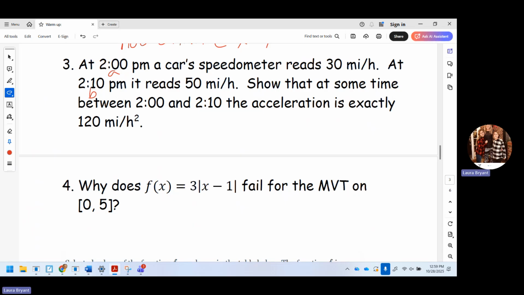The wording in here doesn't say it. You just have to imply from the context of the situation that the function would be continuous and differentiable, and then you do the slope. We're recording an hour, so 1/6 of an hour has passed because 10 minutes has gone by. If you just do y2 minus y1 over x2 minus x1, you get the 120. But that one is just kind of in context.